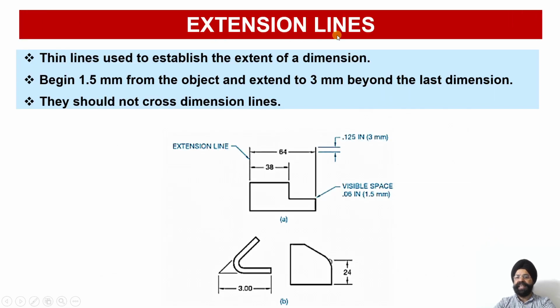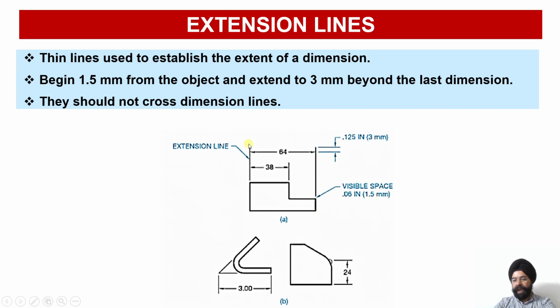So the first line is the extension line. Extension lines are basically thin lines which are used to establish the extent of a dimension. Extent of a dimension, you can see, this is my object. I want to work out the size of this particular length of the object. I want to work out the final overall length of this particular object.